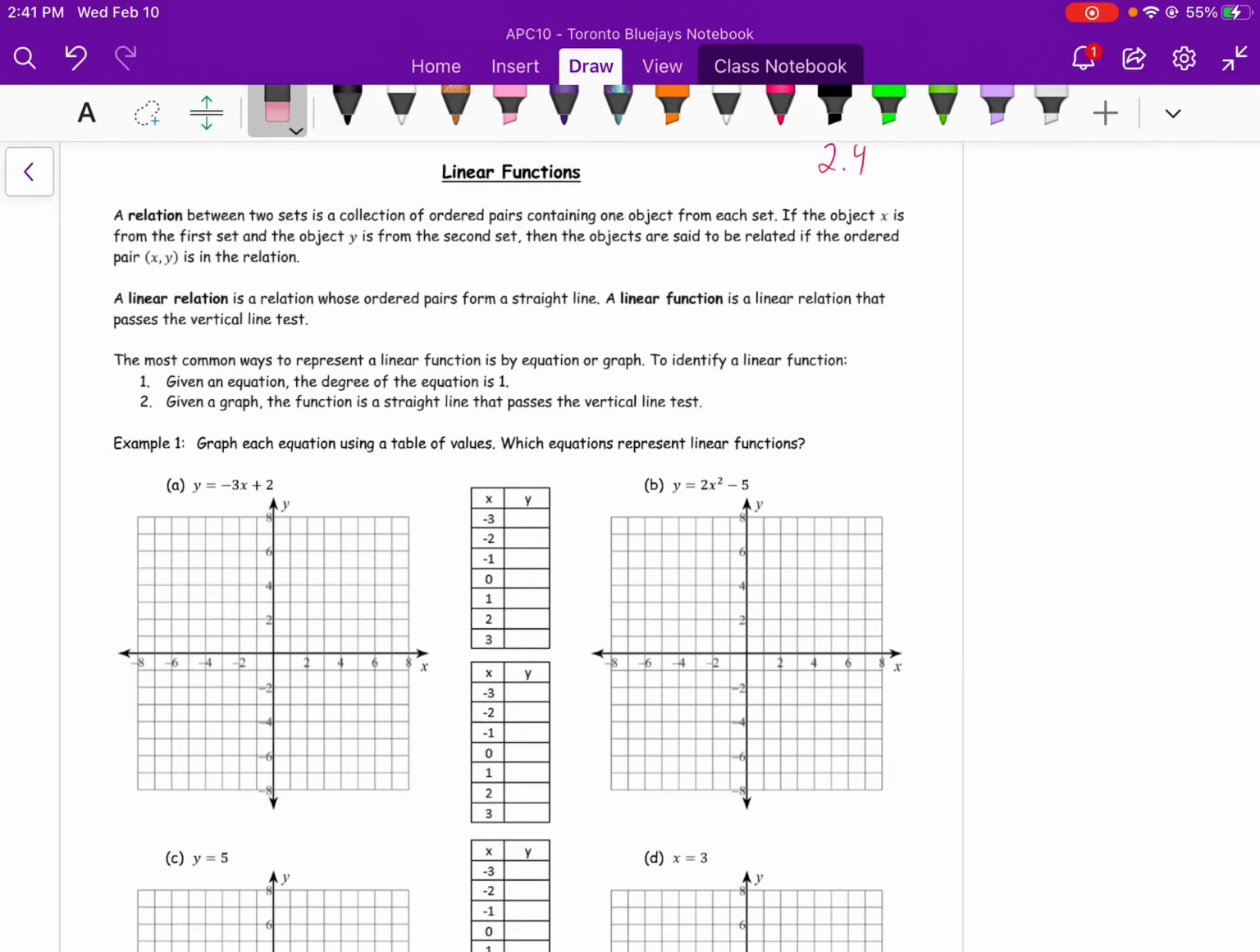We're going to talk about linear functions. A relation between two sets is a collection of ordered pairs containing one object from each set. If an object X is from the first set and an object Y is from the second set, then the objects are said to be related if the ordered pair XY is in the relation.